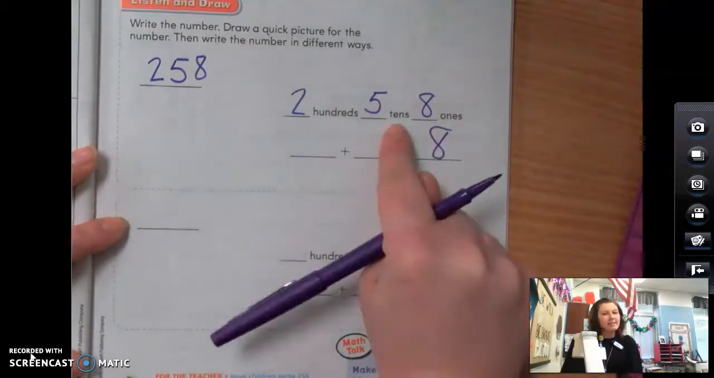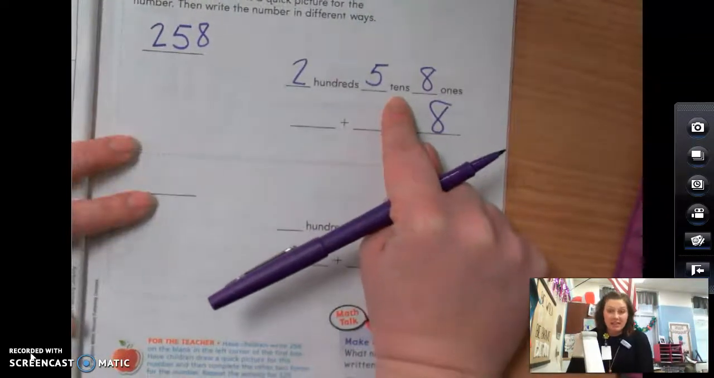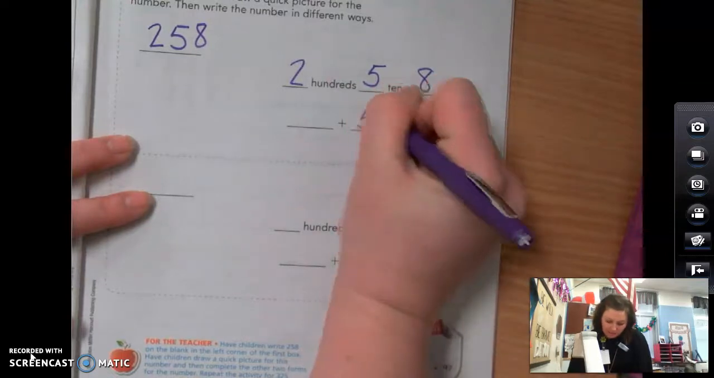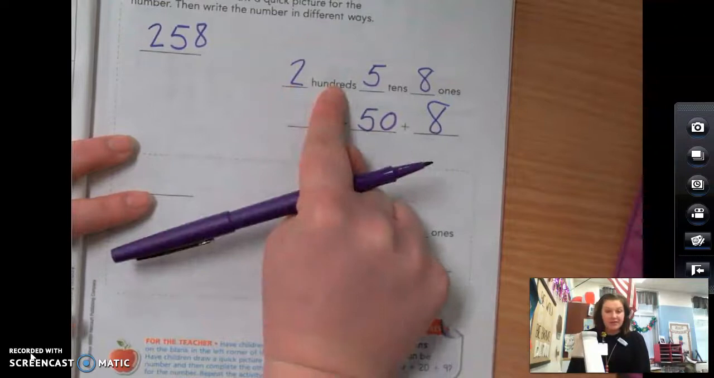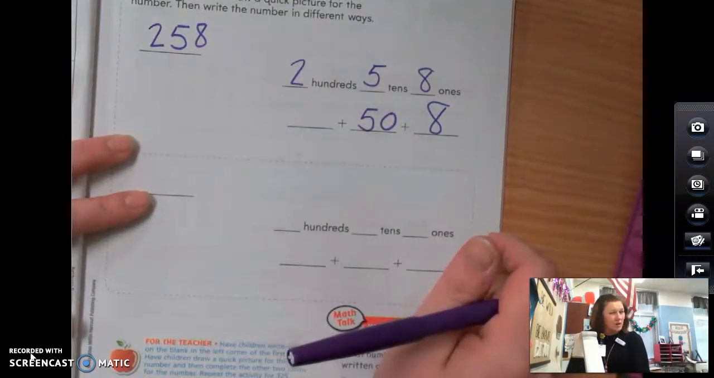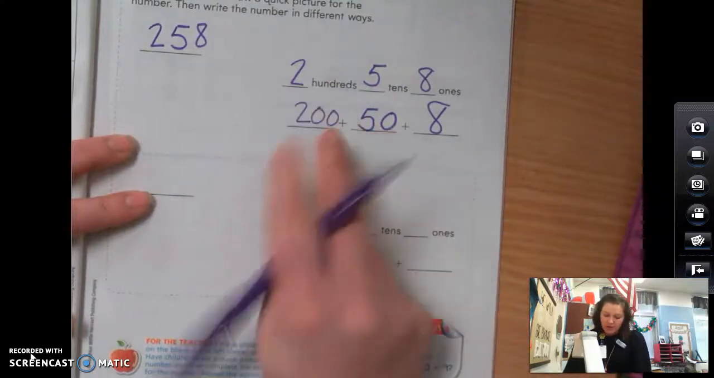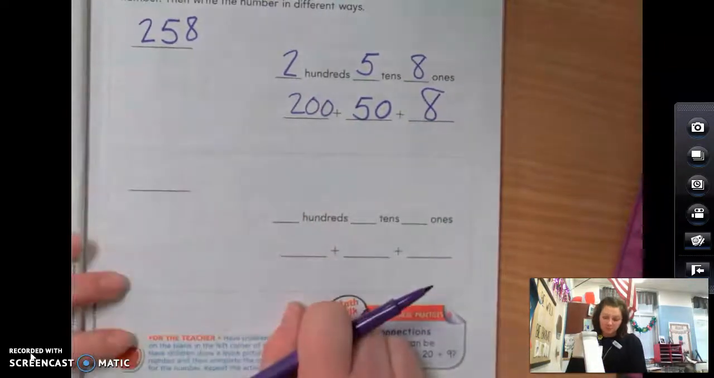Now, 5 tens is not worth 5. We can't put a 5 here. We need 5 tens is equal to 50. Okay, then we have 2 hundreds. 2 hundreds, not just 2, not 20, but should equal 200. 200 plus 50 plus 8 is expanded form for 258.